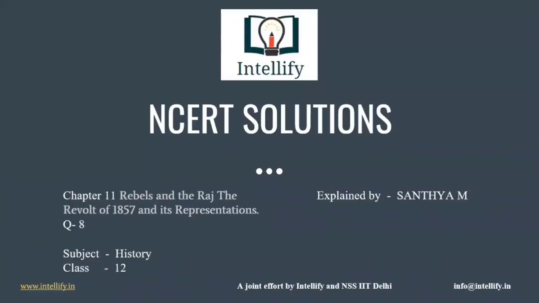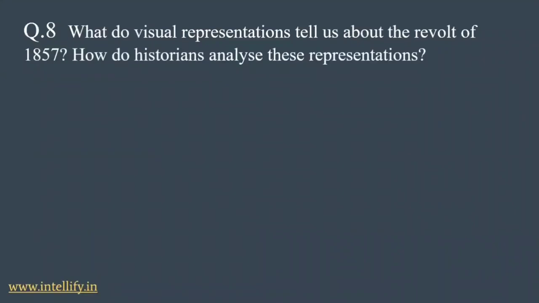So now we will see NCERT Solutions, Chapter 11, Rebels and the Raj, the Revolt of 1857 and its Representations. Question number 8, Subject History Class 12, explained by Sandhya M. The question is, what do visual representations tell us about the revolt of 1857? How do historians analyze these representations? So they are asking about the visual representation of the revolt of 1857 and how historians analyze it.